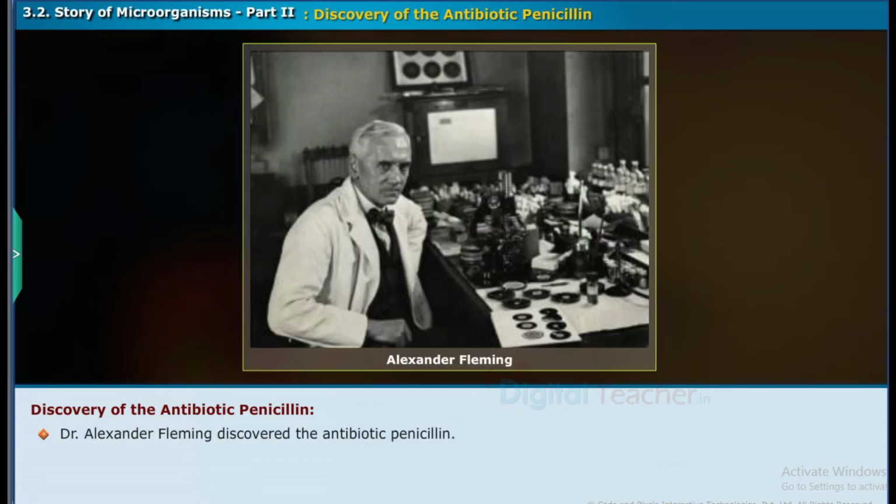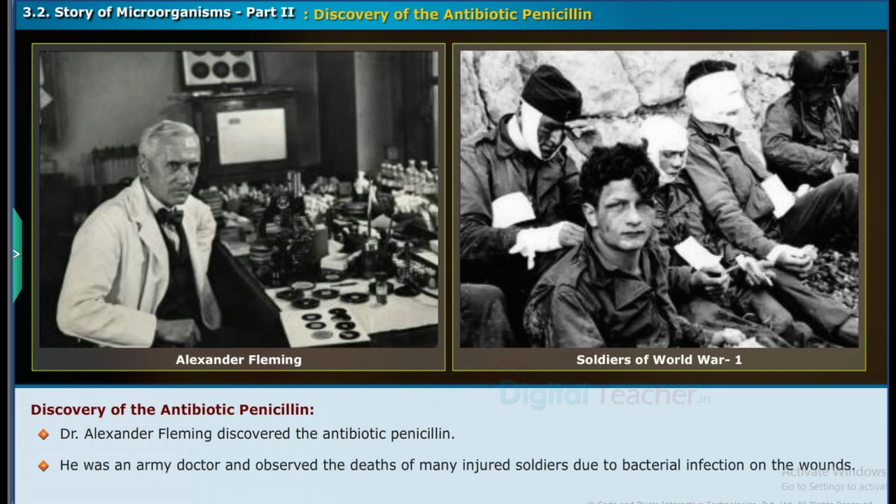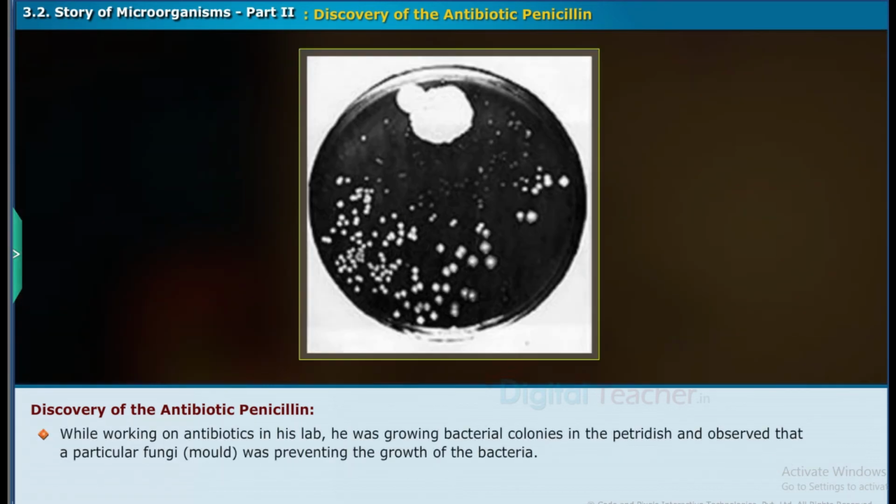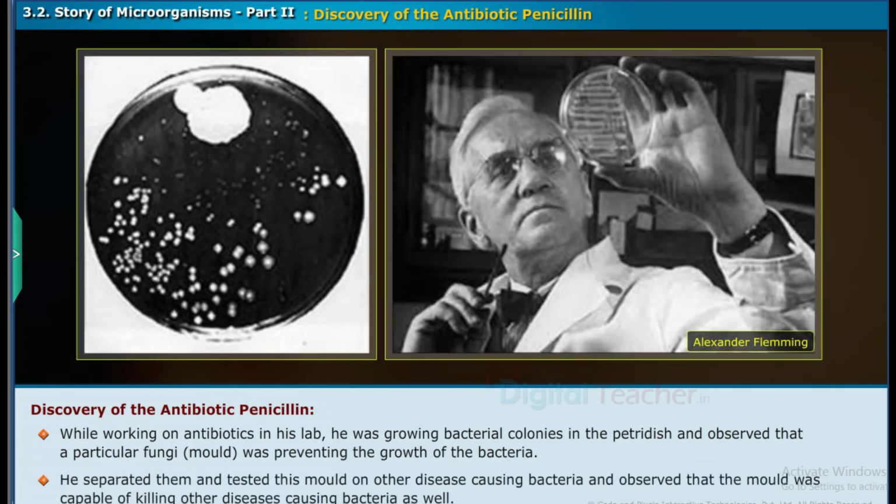Excess usage of antibiotics leads to the weakening of body. Dr. Alexander Fleming discovered the antibiotic penicillin. He was an army doctor and observed the deaths of many injured soldiers due to bacterial infection on the wounds. While working on antibiotics in his lab, he was growing bacterial colonies in the petri dish and observed that a particular fungi or mold was preventing the growth of the bacteria. He separated them and tested this mold on other disease-causing bacteria and observed that the mold was capable of killing other disease-causing bacteria as well.